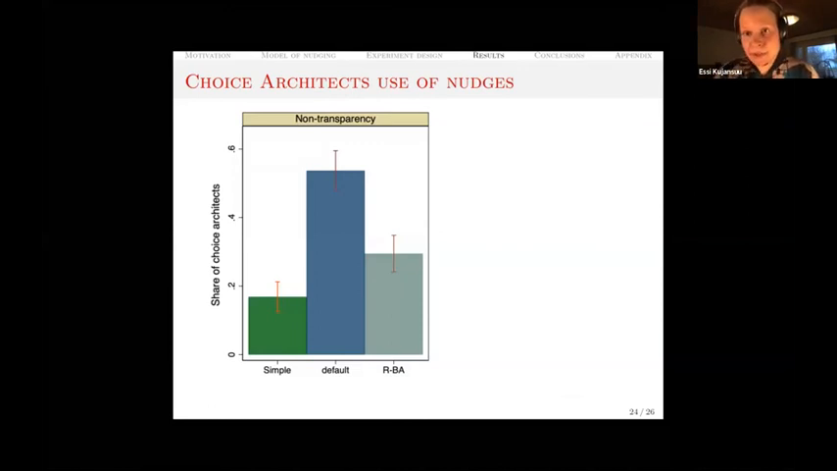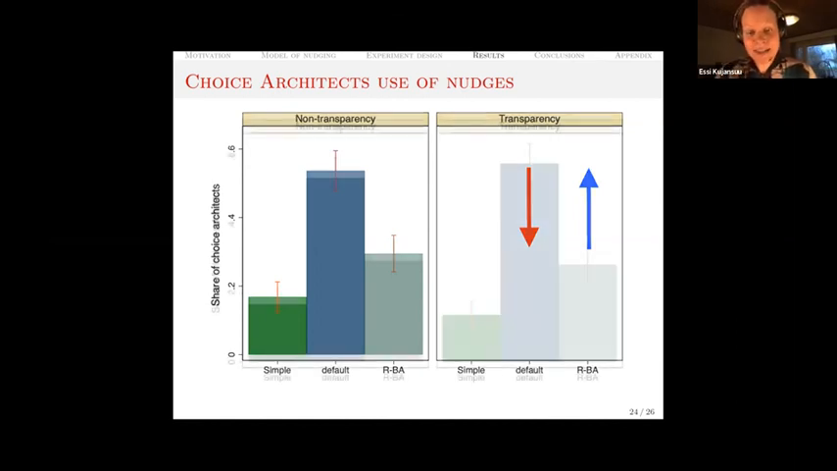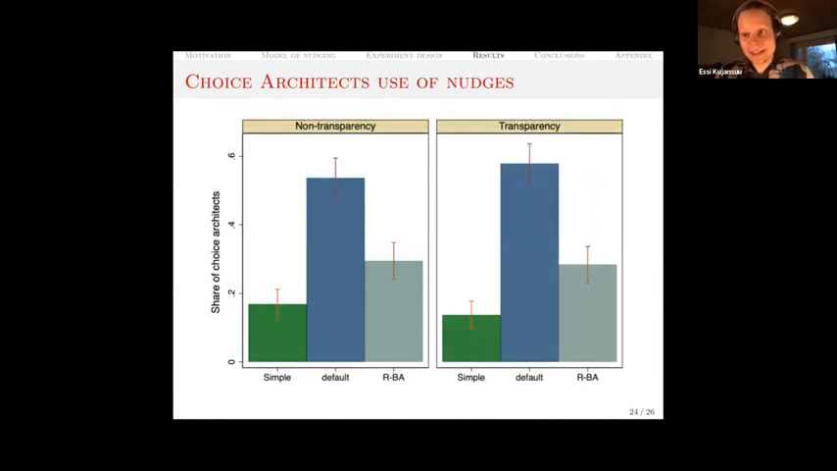What happens when we add transparency? Right, my hypothesis: the use of the default is reduced by transparency, and the risk-benefit analysis nudge is used more. But we don't get any effect here. So we get a beautiful null result.